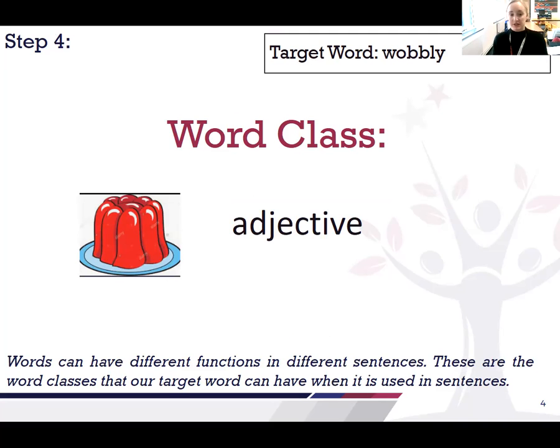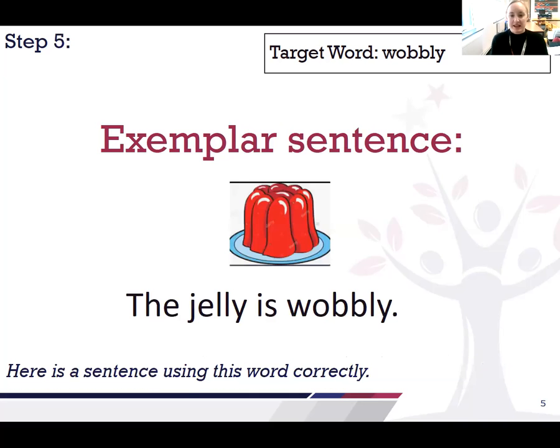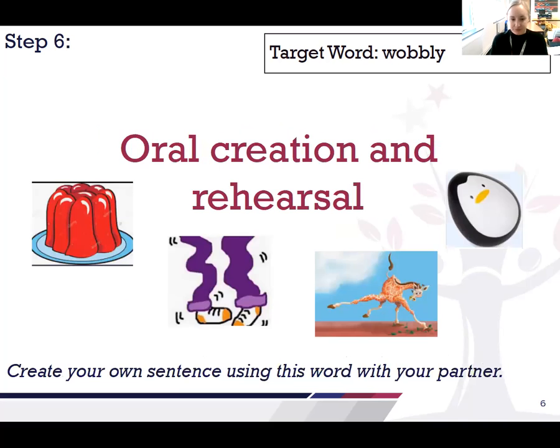It can be used as a verb as well to say that something is wobbling. Okay, to say what something is doing, so that action that we've looked at previously. So here I've got an example sentence and I've used my picture of my jelly because I just love sweet treats. They all just make me so happy. So I've written a super sentence using the word, and the sentence is, the jelly is wobbly.